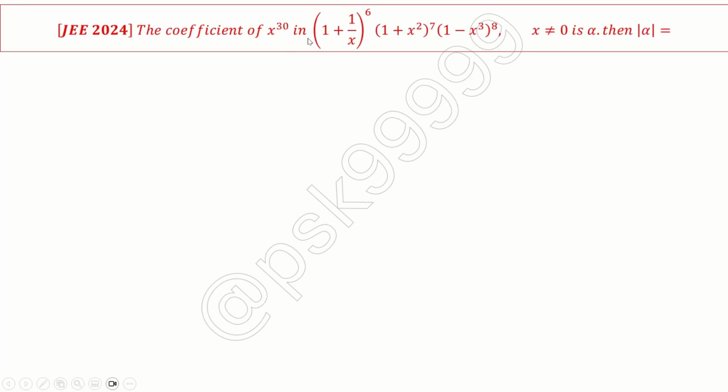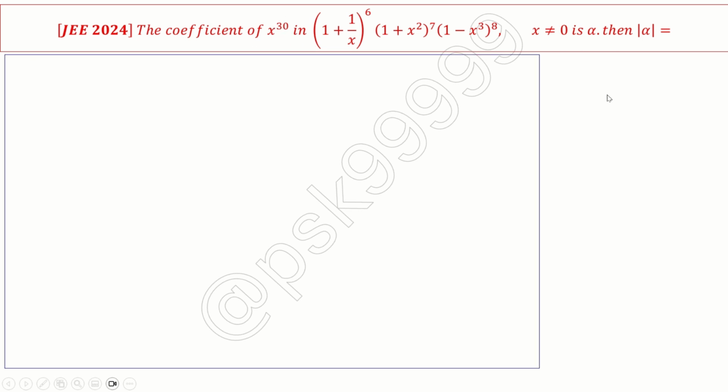The coefficient of x power 30 in (1 plus x)^6 times (1 plus x square)^7 times (1 minus x cube)^8, where x is not equal to 0, is alpha. The coefficient of x power 30 is alpha. Then what is the value of absolute alpha? That's the question.